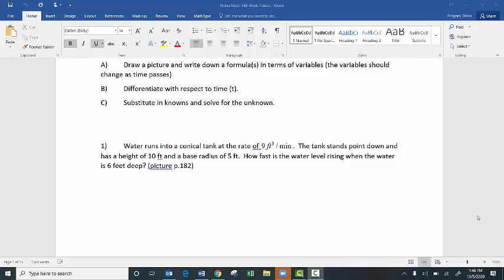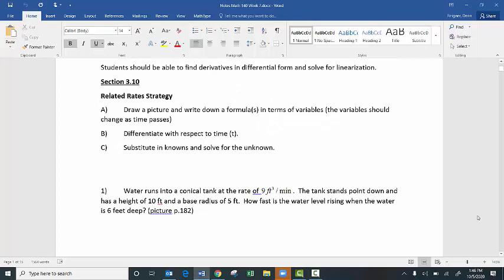Okay, we're going to start week 7. Week 7 basically is two things. They're called related rates problems. And then the other thing, which is really relatively small, is called linearization.